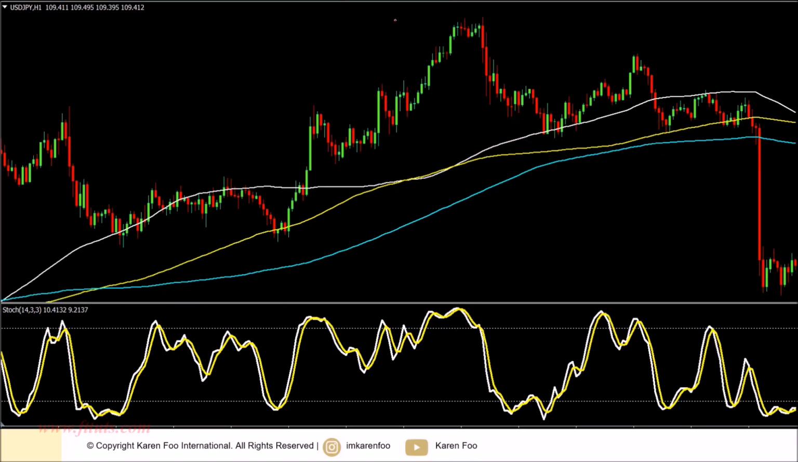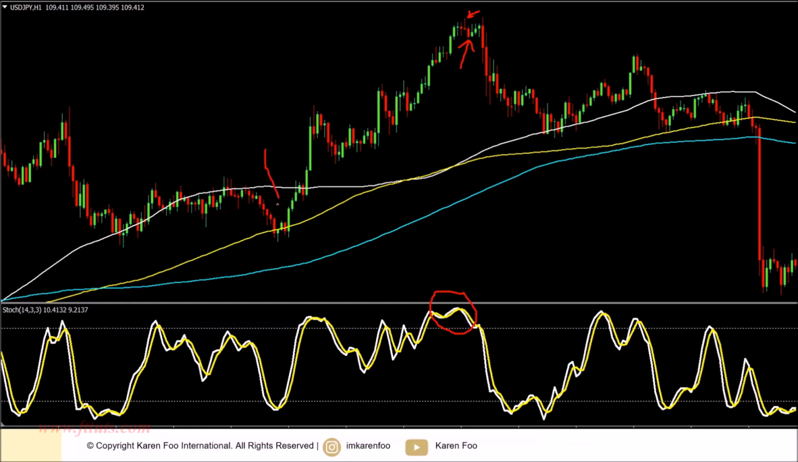Okay, another example, you can see Gravestone Doji over here. At the end of an uptrend, stochastic is showing you overbought, and the next candle that forms is a bearish signal, so make sure you take profit if you're in a buy trade.